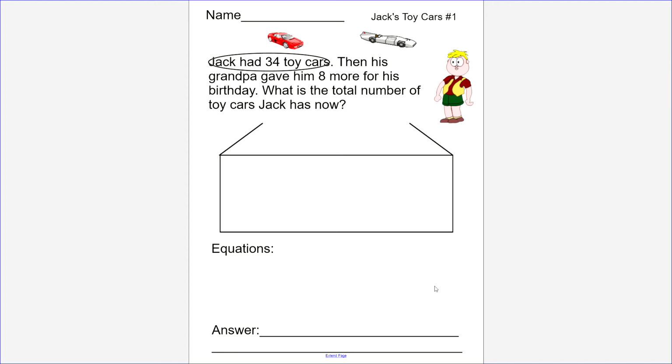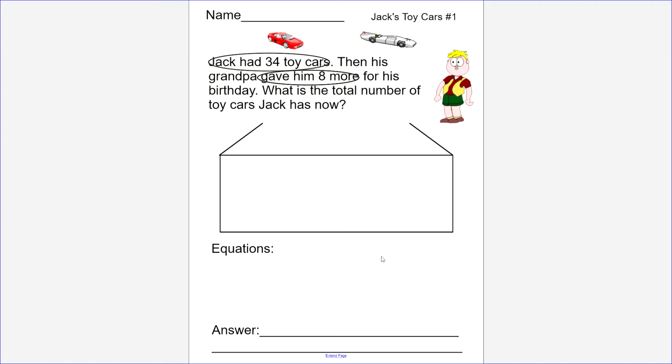I think I see that second piece of information. It has a number in it, so it's a little bit easy to see. Oh, yes, his grandpa gave him 8 more. That would be the other piece of information. One piece of information we know is that Jack had 34 toy cars. The other piece of information we know is that his grandpa gave him 8 more.